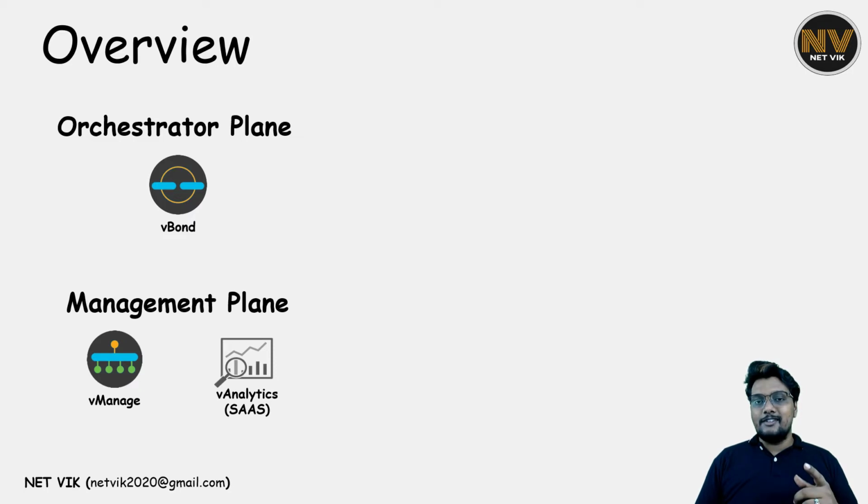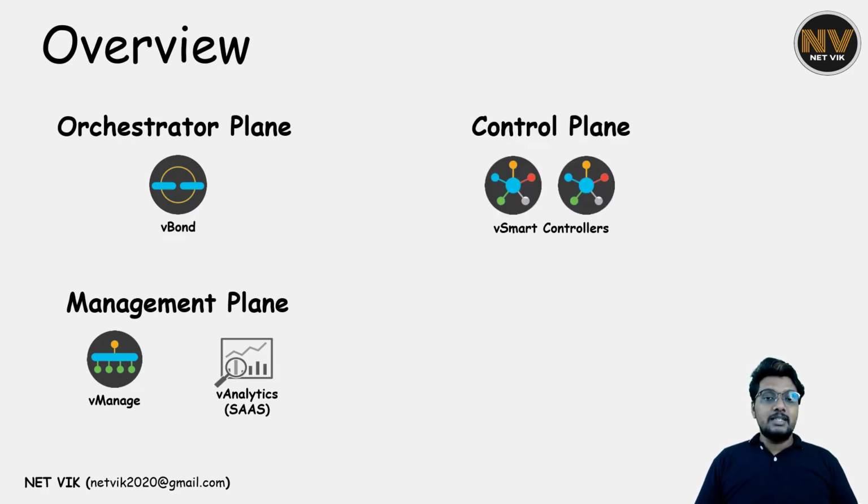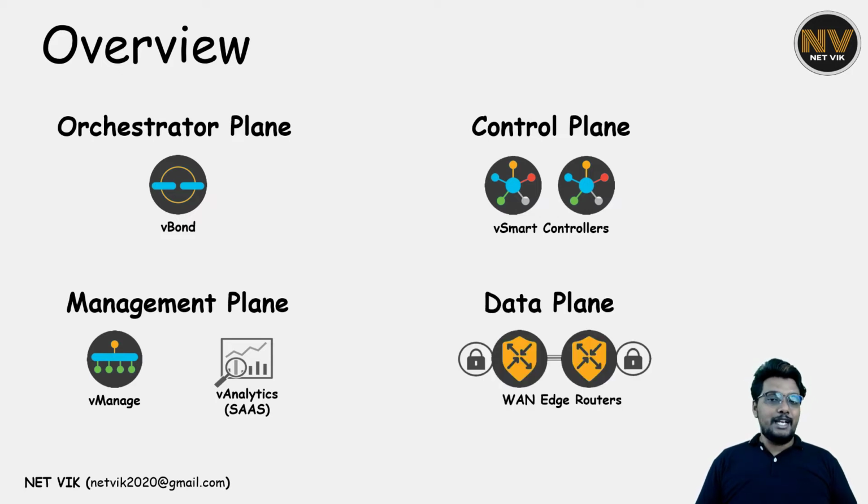Let's look at the different types of components. The first one is vBond, which will be the orchestration plane. vManage and vAnalytics are the management plane components. vSmart is the control plane component and the data plane will be the WAN edge routers.